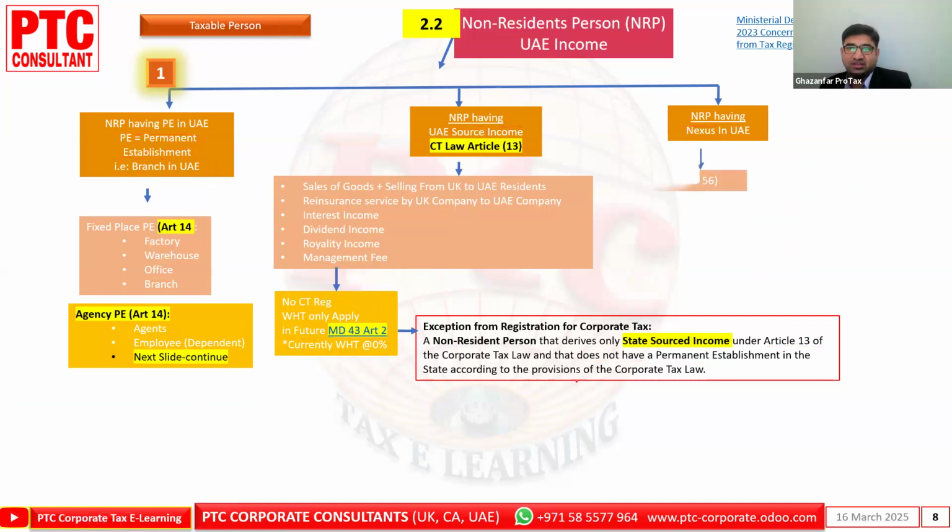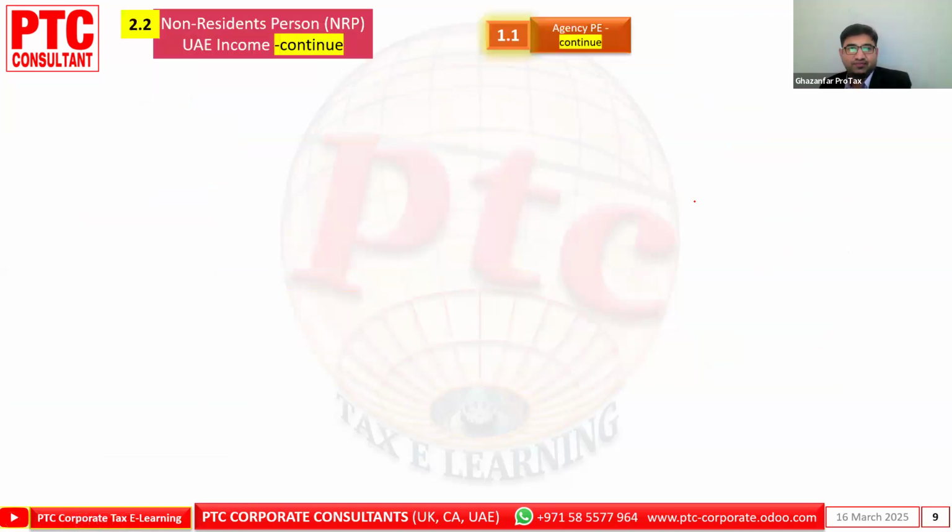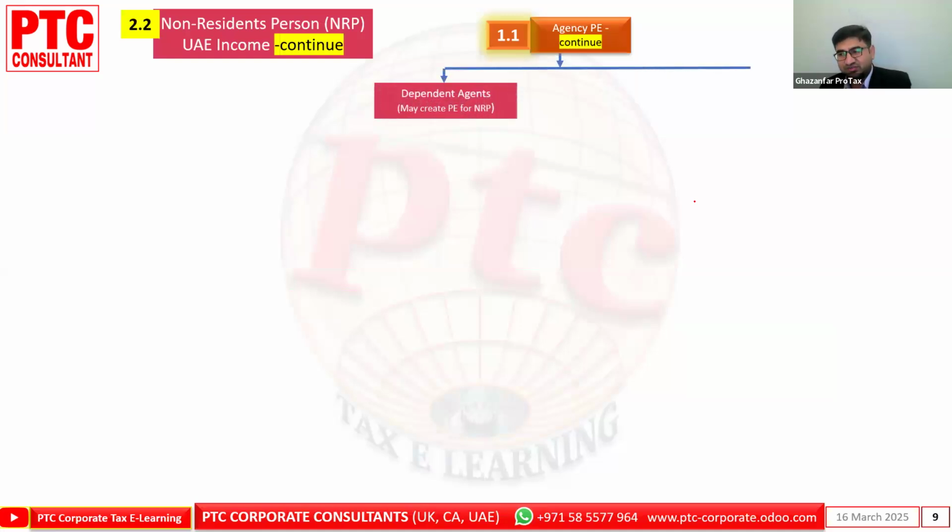Okay, now let's see Cabinet Decision 56. We will go through it in detail in the next slide, but here let's understand the PE agency first. What is the agency? Although PE is a standalone topic which we're going to understand in great detail, here also it is important to have some understanding of the PE. A dependent agent may create a PE for the non-resident person. If you are working as a consultant for the non-resident person, that may create a PE for them also. What are the conditions?